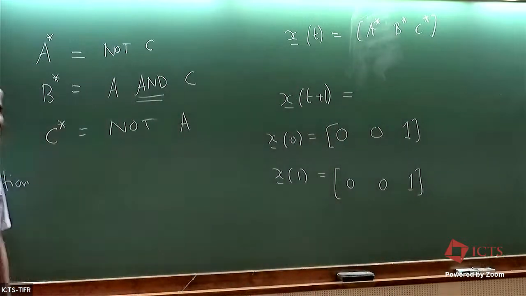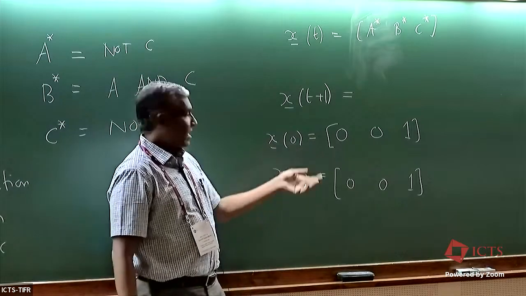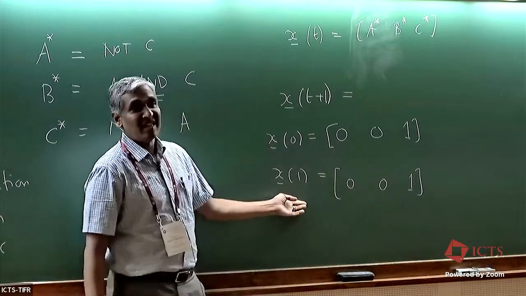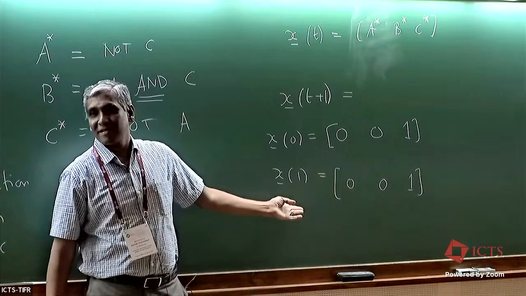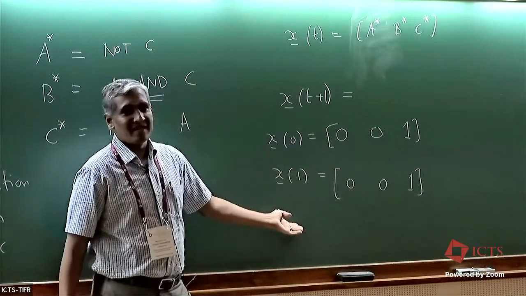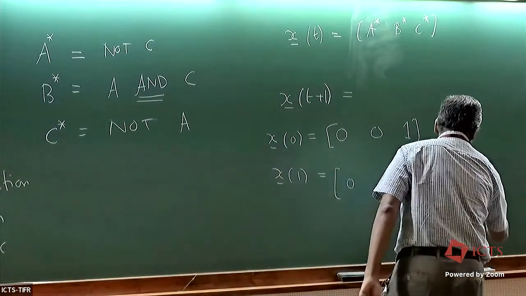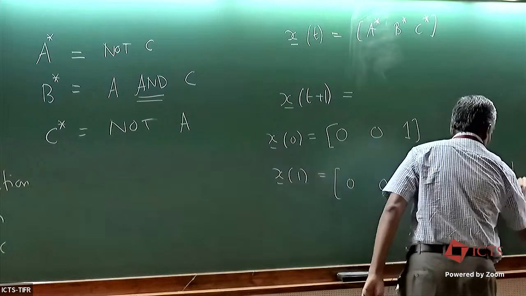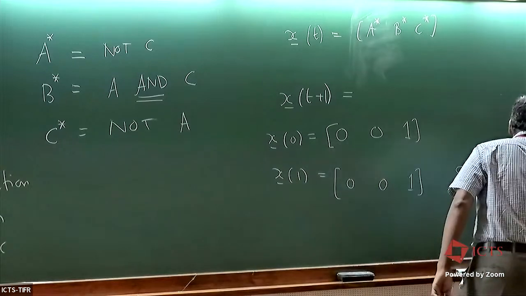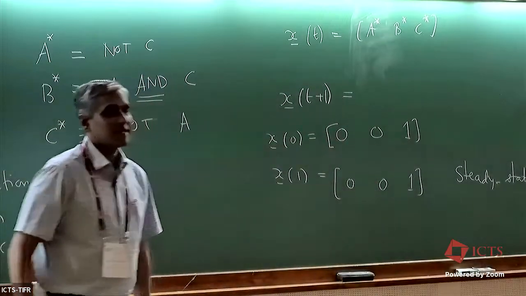So you can see that if I start with this initial state, in just one step, I actually reach a steady state. Any number of updates you're going to do, you're essentially going to get the same state, right? So this is what is called a steady state or a fixed point, okay?